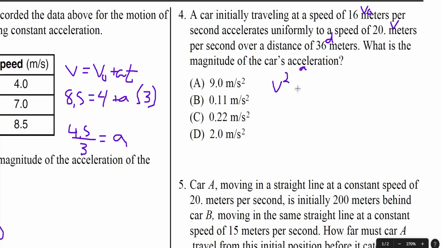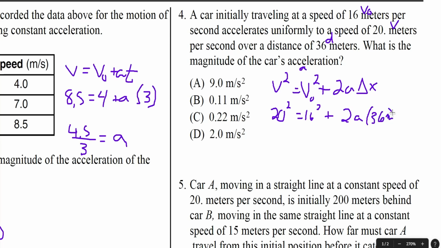So v squared equals v naught squared plus 2a d, or delta x. It really doesn't matter. So we have 20 squared equals 60 squared plus 2 times a times 36. I don't have to worry about any signs. Move things around, and I should end up getting, for this question, -2 as my acceleration.